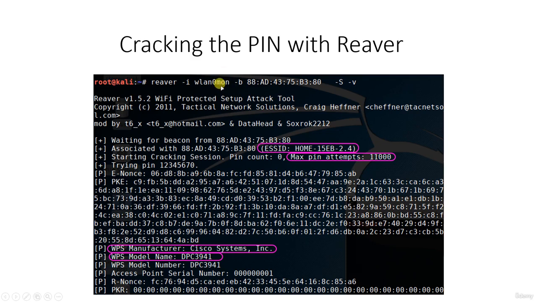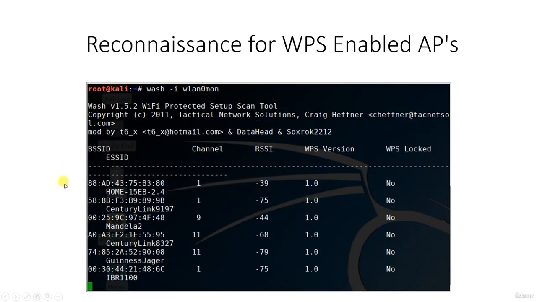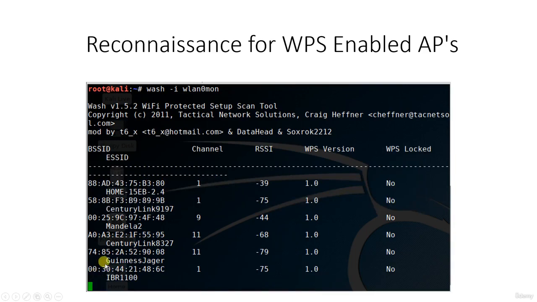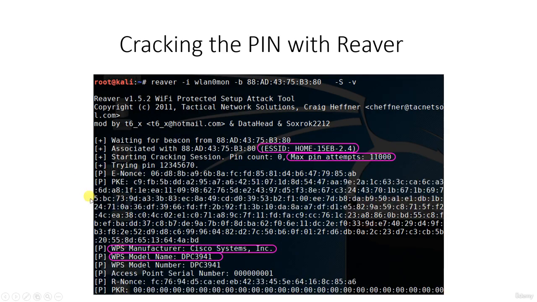BSSID is the MAC address of the AP that we are targeting. As you can see, this is the BSSID. This will vary from machine to machine. So we are using this one. As you can see, this is the BSSID, the MAC address that we are attacking.